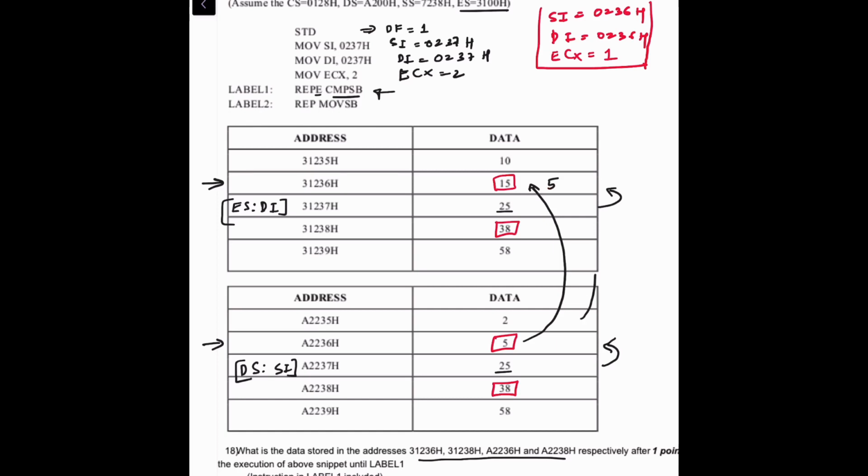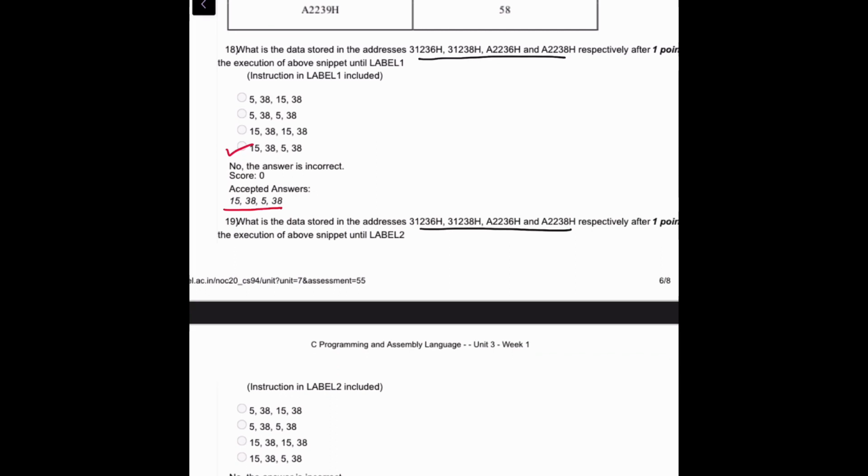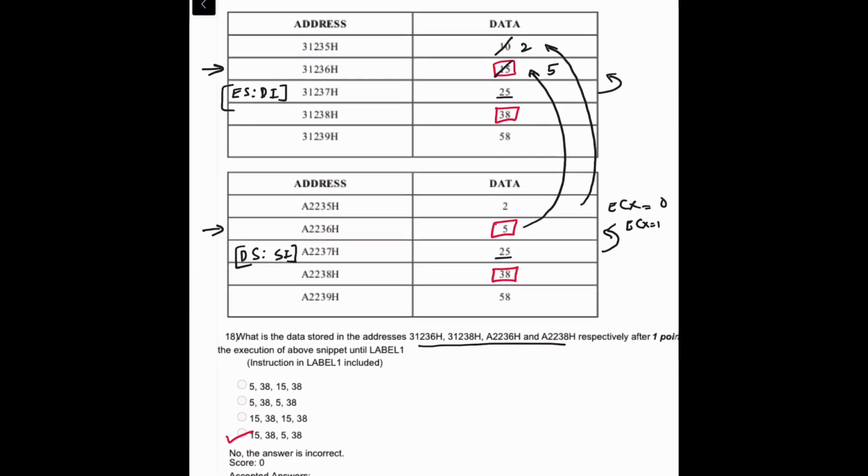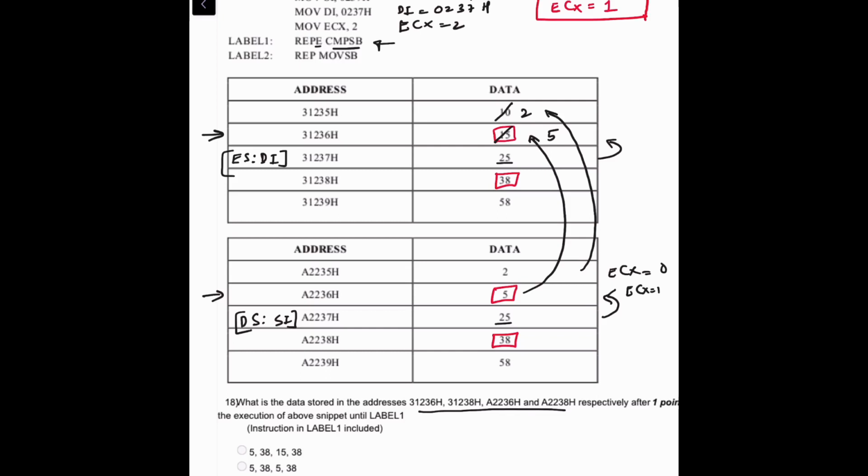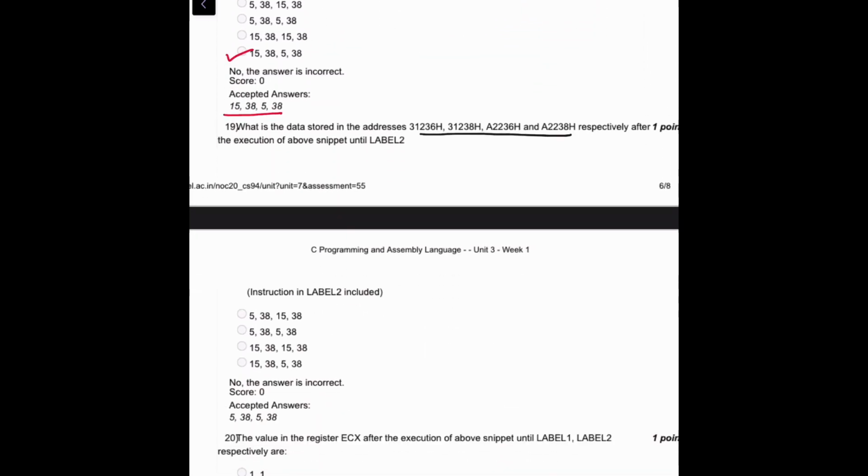Then 2 is being transferred here, because ECX equal to 1 here, ECX equal to 0 here. So this becomes 2. What is the data stored? Okay, fine, what are they asking for? They're asking for this, this, this, and this. So it is 5, 38, 5 and 38, as you can see.